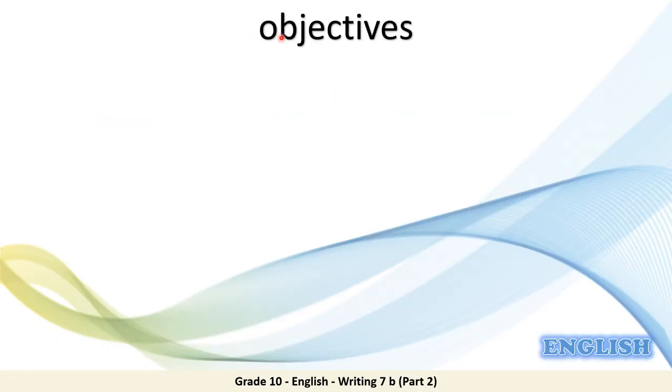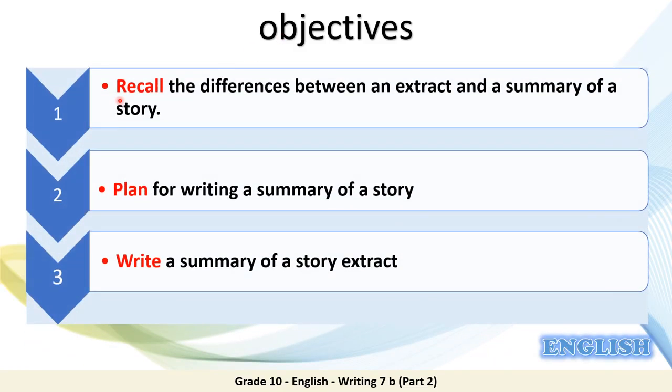Let's start with the objectives of the lesson. Today, we have 3 objectives. Number 1, recall the differences between an extract and a summary of a story. Number 2, plan for writing a summary of a story. And finally, write a summary of a story extract.